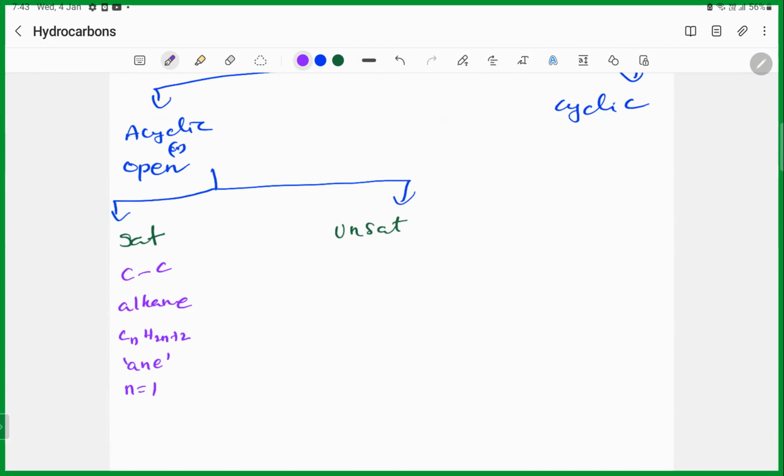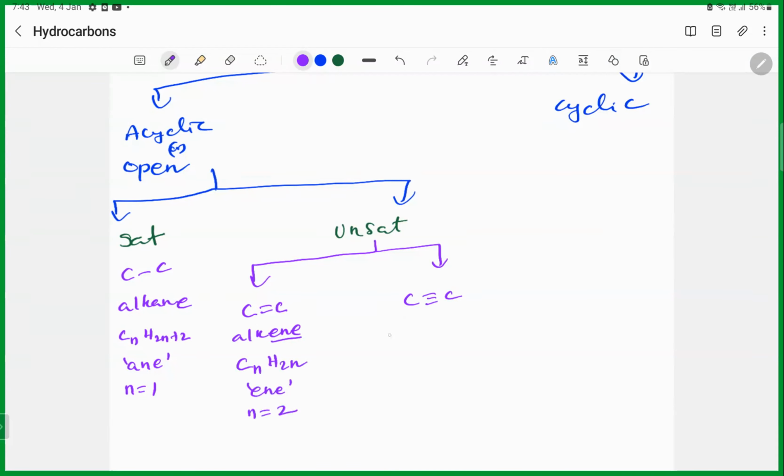Then the unsaturated ones are again classified into two types: when the carbon-carbon contains a double bond, or when it contains a triple bond. Saturation and unsaturation are defined based on the bonds. A carbon-carbon double bond means it is called an alkene, with the general formula CnH2n. The name should end with ENE, and the n value starts with 2.